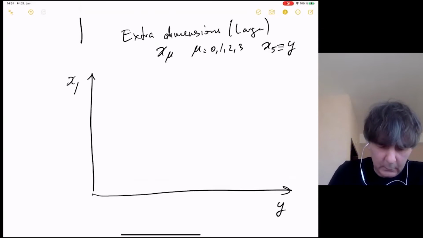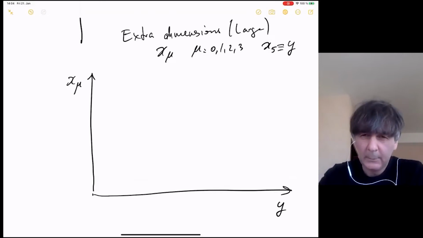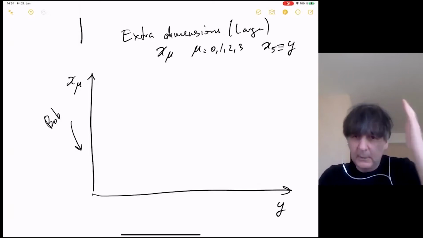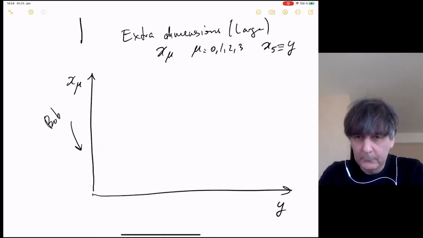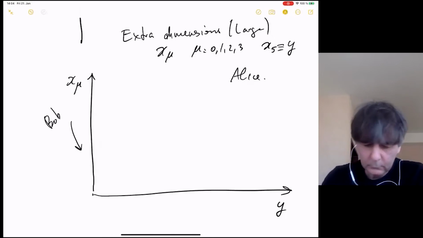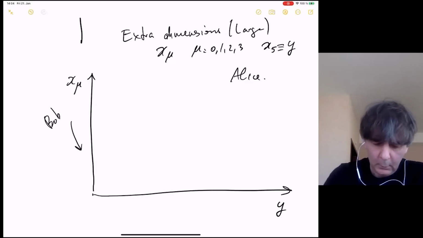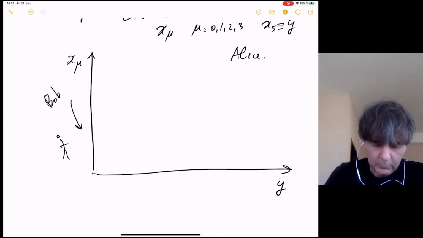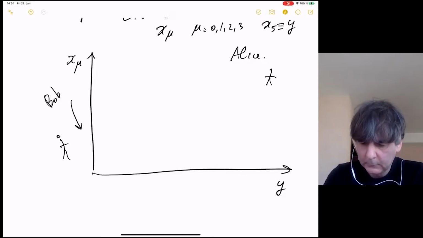So now let's think in the following terms. Imagine that we have 2 observers, Bob and Alice. Bob is an observer who thinks in terms of 4-dimensional coordinates, and Alice is a fully high-dimensional observer. Here's Bob, and here's Alice.